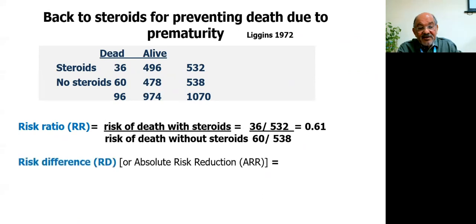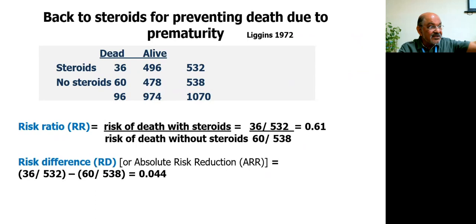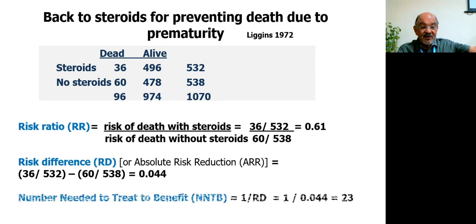So what you do is one risk minus the other risk. 36 by 532, what is that answer, minus 60 by 538. So one risk minus the other risk is your risk difference. Here it is 0.044. And from this, you can calculate your number needed to treat to benefit, which is the inverse of the risk difference.